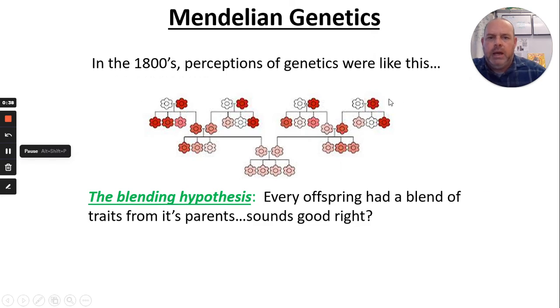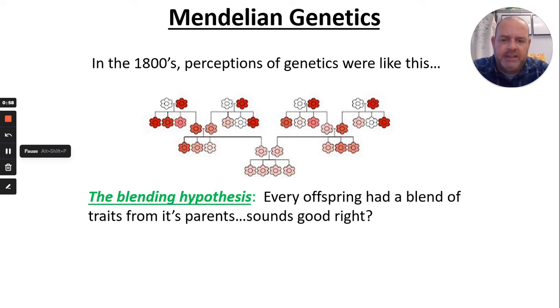Okay, so I'm back. So the perceptions of genetics worked a little bit like this, where if you look at this pedigree, and we're going to be getting into some pedigrees, where you see the parents, you see their offspring, and then you see the offspring's offspring, and so forth. This is generational. It's like a family tree, but we'll be looking at pedigrees here soon.